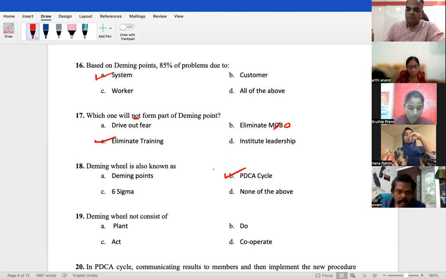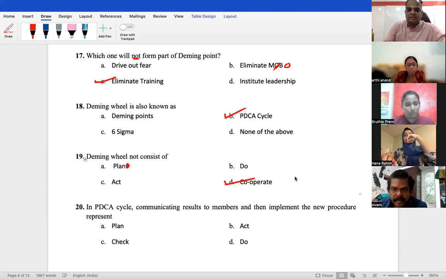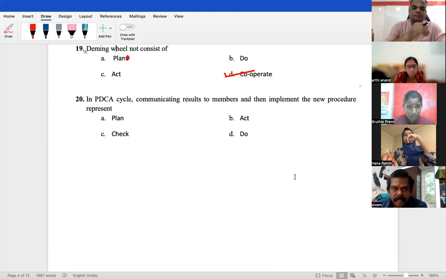Deming wheel does not consist of A, plan, B, do, C, act, D, cooperate. D, cooperate. It is supposed to be plan, do, check and act. D is not the correct answer. Right? Next.